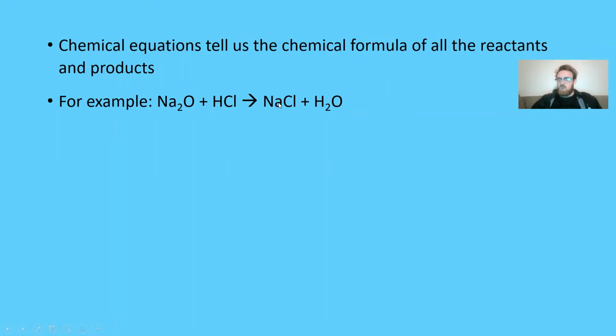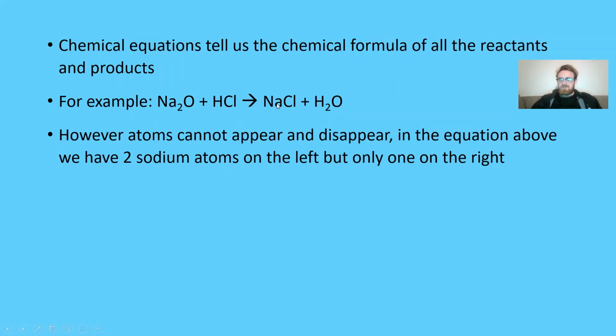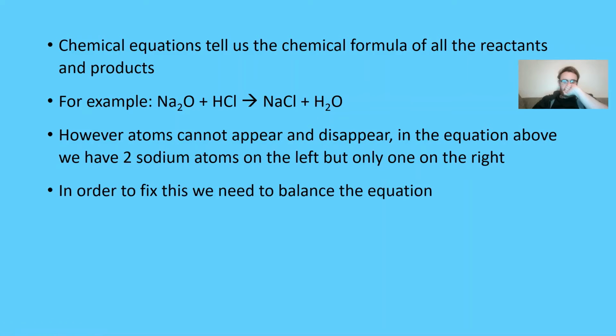sodiums here and 1 sodium here. Atoms can't just randomly disappear and reappear. If we have 2 sodium atoms before the arrow, there must be 2 after. It must still be there. So this means that this equation is unbalanced. In order to fix this, we can then balance this equation.